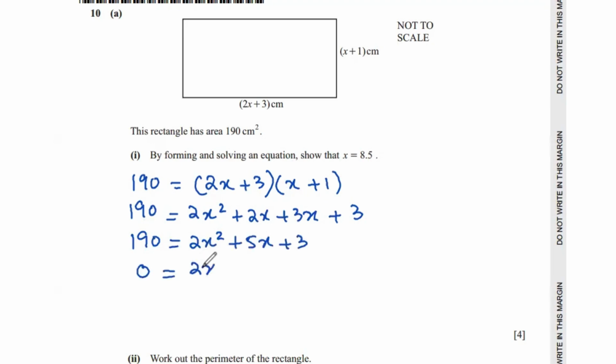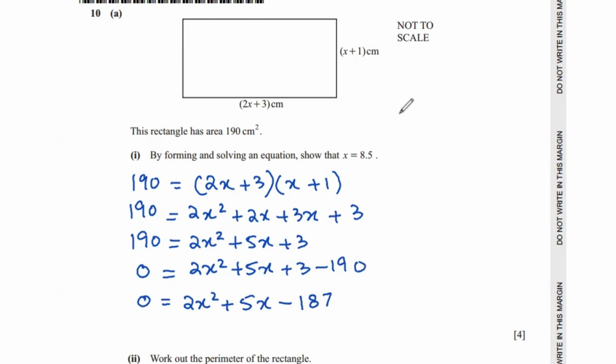Then we bring the 190 to the other side, so it gets subtracted. And that gives us 2x squared plus 5x minus 187. Now we have to solve this quadratic equation. We can use the quadratic formula.